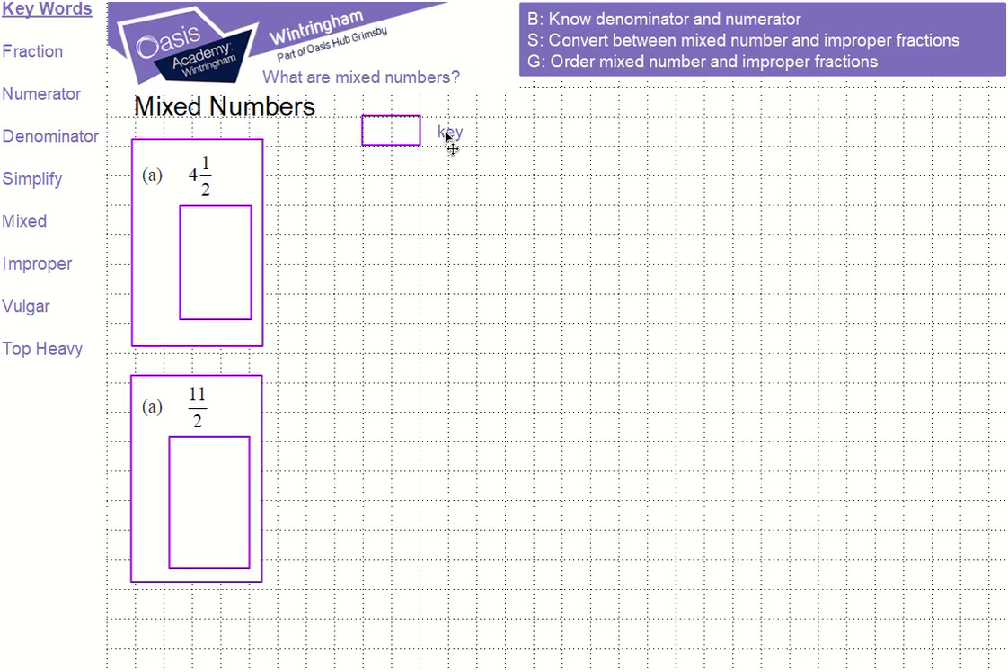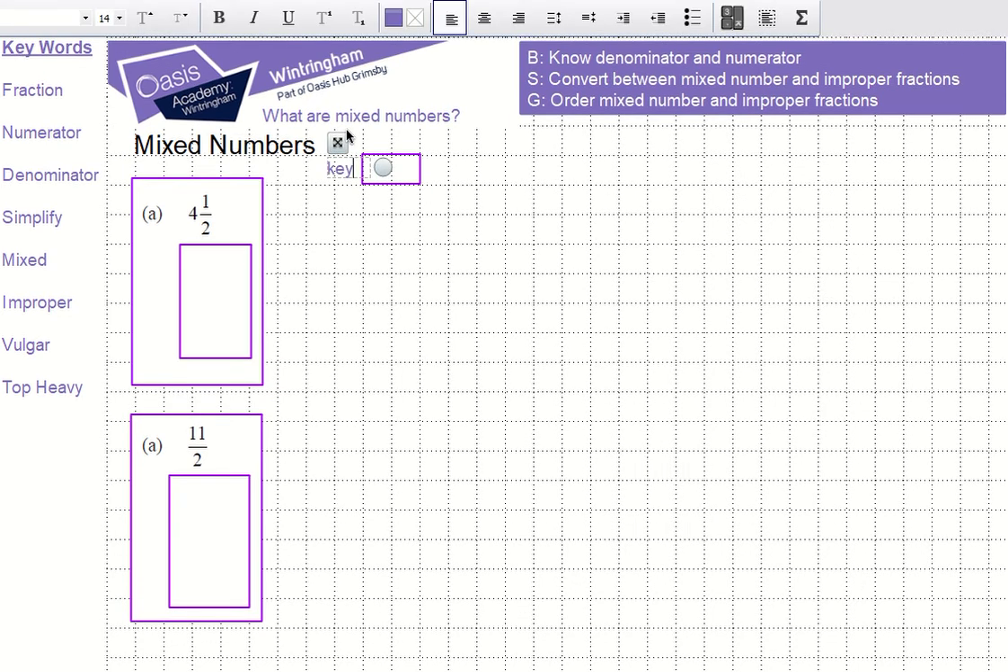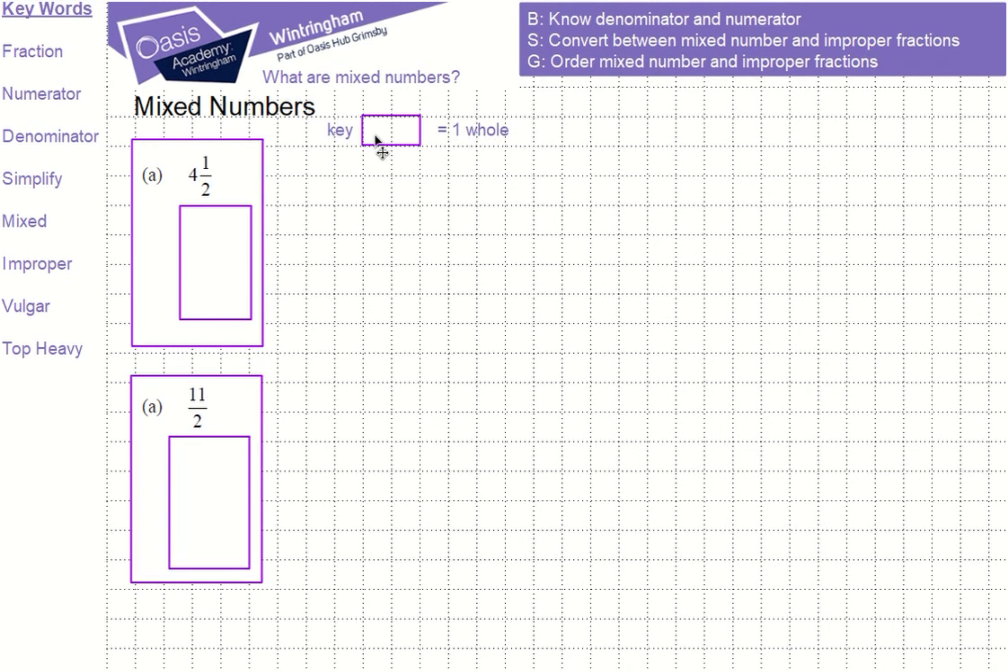Okay, so that's my key. So this bar is just showing you what this is going to represent. So my key there, let's have a look at this, see if we can get it. Okay, so key equals 1 whole. And in each square that would be a half.